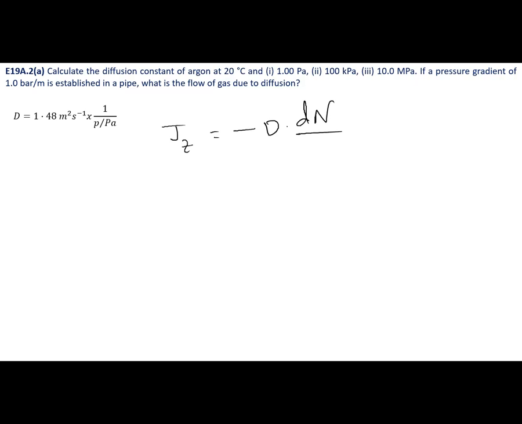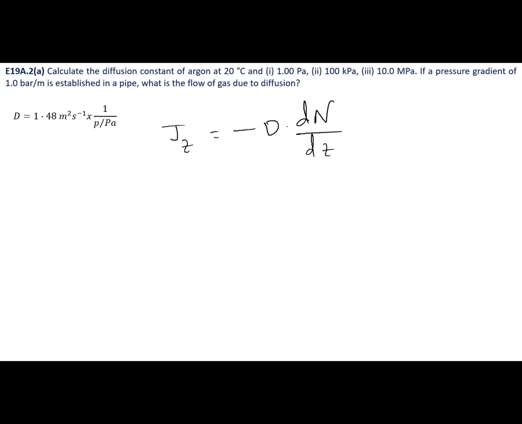So let's pull that equation here. Once we know that, the game is not over. So we just found the diffusion coefficient for a given pressure. So we need to do a little bit more for this. We need to find the flow of argon gas in a pipe. For that, we need to make use of the flux equation. So we know that matter flux is J sub z is equal to negative D and the derivative of number density with respect to the position.